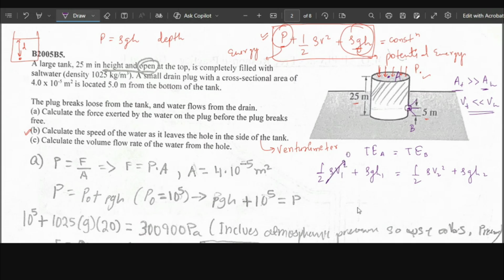So the rest of the equation is being solved. Rho will cancel out here. So half V2 square must be equal to g(H1 minus H2), and V2 is equal to the root of 2g(H1 minus H2). This is the relation we generally use to solve for velocity, and this is the equation that we actually have when we are dealing with a venturimeter as well. So that's all. This is what you have to consider. You can substitute the values and you'll have your answer.